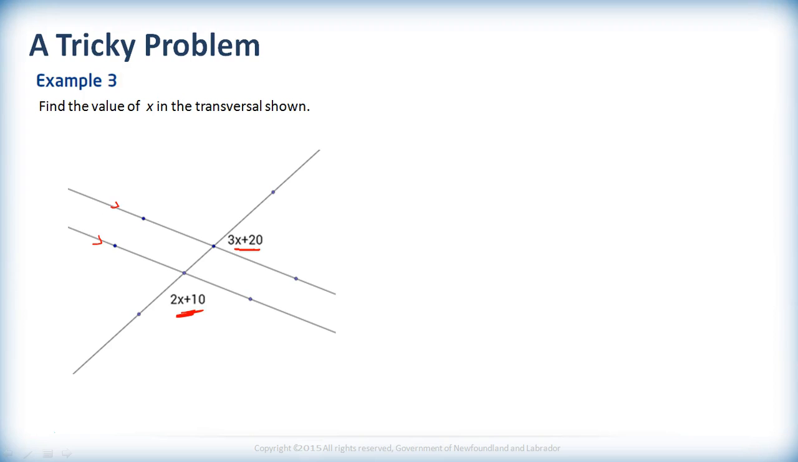These are same side exterior, I guess, which we don't really have a mention for, but what we can do is look at this one up here. That's going to be corresponding to this angle down here, so they have to be congruent. So this one would be 2x plus 10. And therefore, since these two angles are along a straight line, they have to add up to 180 degrees. So I can say that 2x plus 10 added to 3x plus 20 should give us 180 degrees.